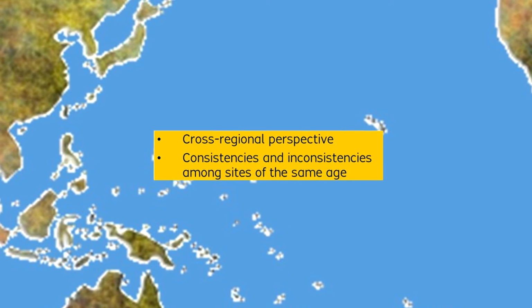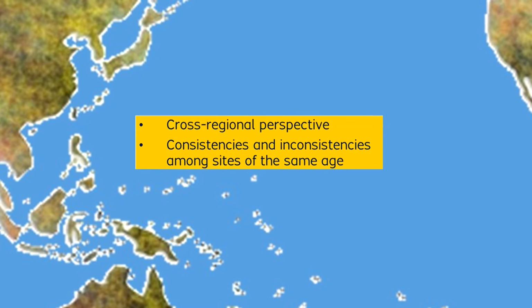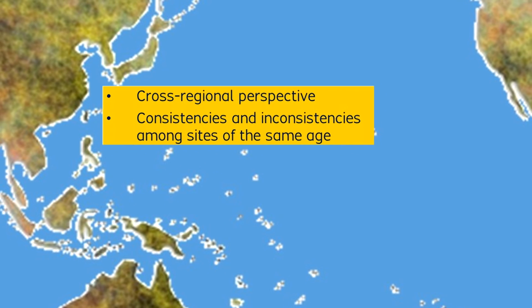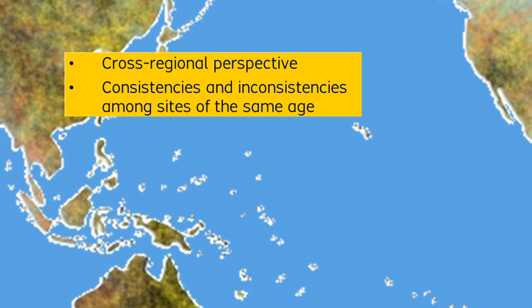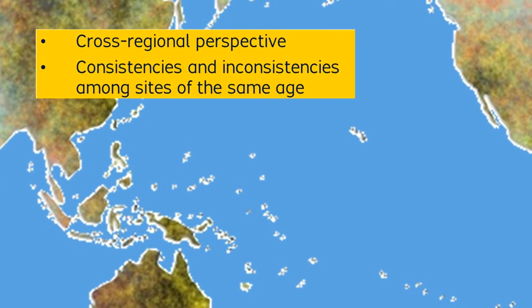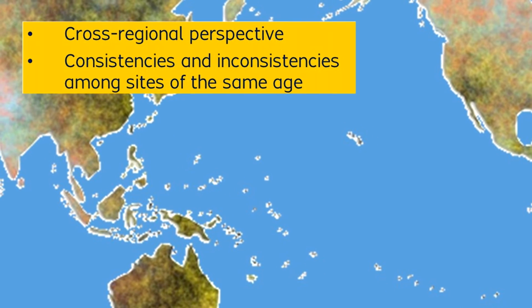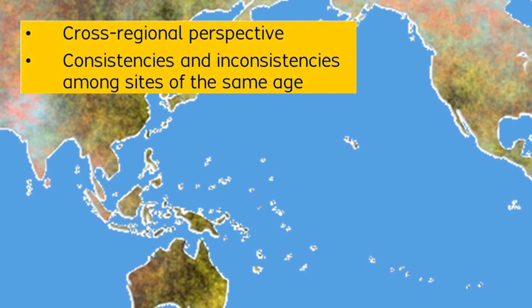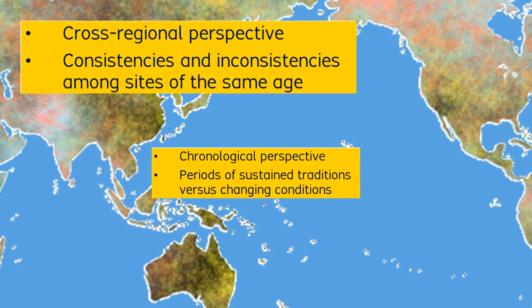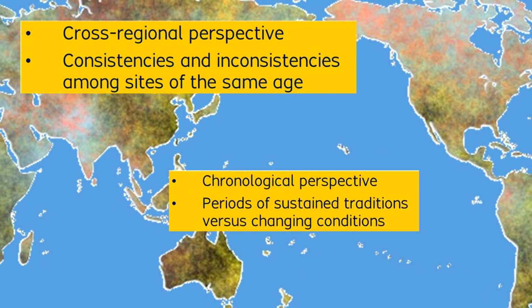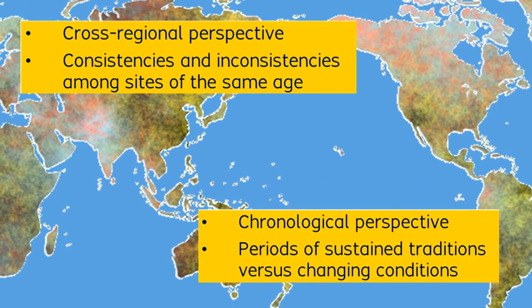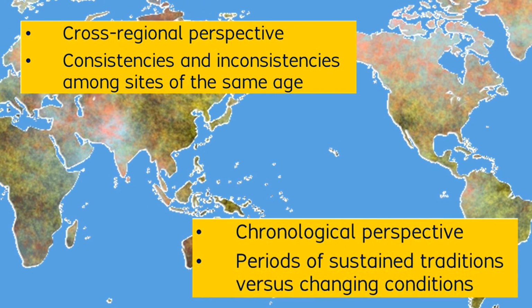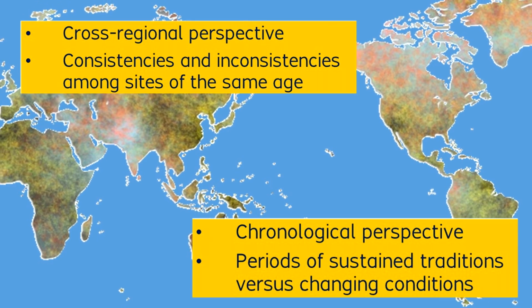You should be able to consider two general perspectives. In a cross-regional perspective, you can look for consistencies or inconsistencies among sites of the same age range. In a chronological perspective, you can look for periods of sustained traditions versus periods of changing conditions.